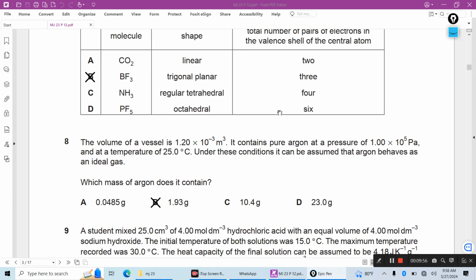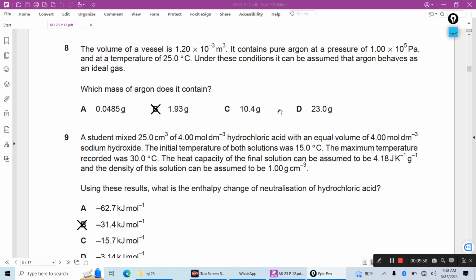Then number 8. The volume of the vessel is given. It contains pure argon at the given pressure and at a temperature of 25 degrees centigrade. Under this condition it can be assumed that argon behaves as an ideal gas. What mass of argon does it contain?